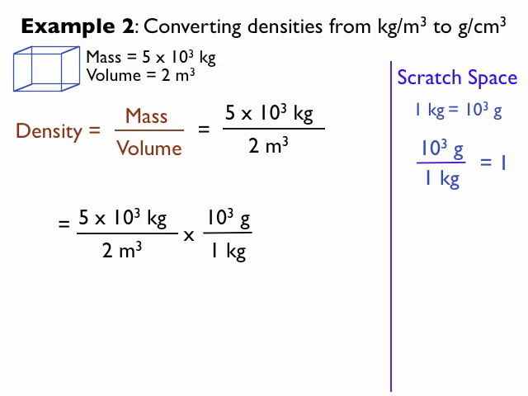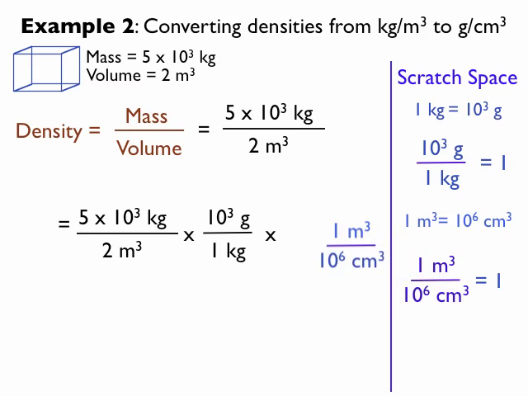To convert the cubic meters to cubic centimeters, we start with the fact that 1 meter is 100, or 10 to the second centimeters. We cube both sides to find that 1 cubic meter is 10 to the 2 times 3, or 10 to the 6th cubic centimeters. In other words, 1 cubic meter over 10 to the 6 cubic centimeters is 1. We now multiply our chain by this form of 1.